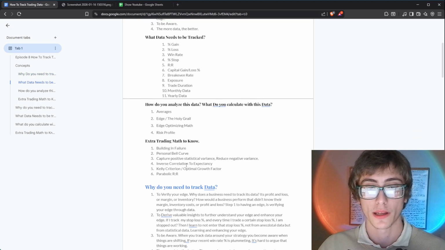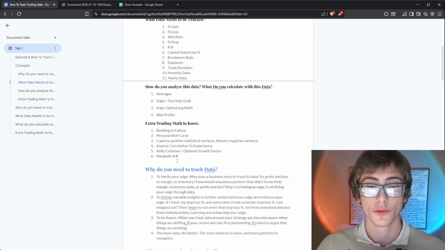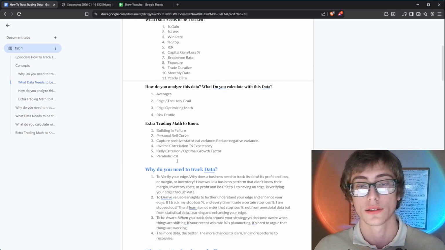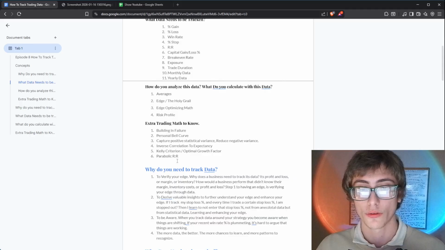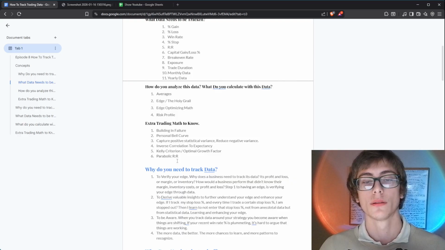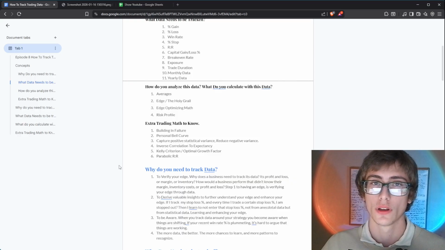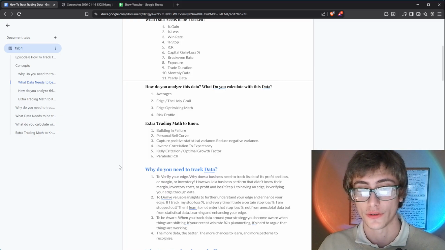And some extra trading math to know. 1, building in failure, which is very important. 2, your personal bell curve. 3, capturing positive statistical variance, reducing negative variance. 4, inverse correlation to expectancy. 5, Kelly criterion / optimal growth factor. 6, parabolic RR. So those are more advanced trading math concepts, but they are very interesting and very valuable, and I didn't want to leave them out of this video.